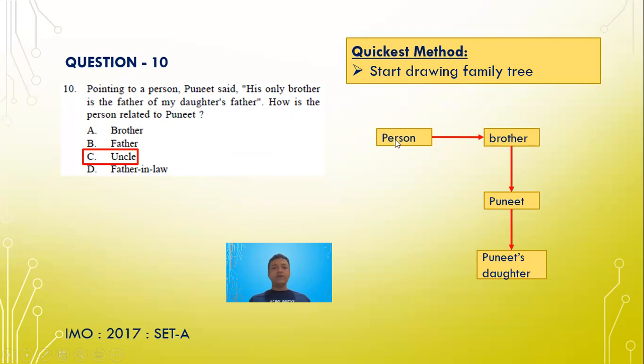So how will the person be related? The person is the uncle of Puneet, isn't it? Because this brother is Puneet's father and this person will be the uncle of Puneet. So that person is the uncle of Puneet.